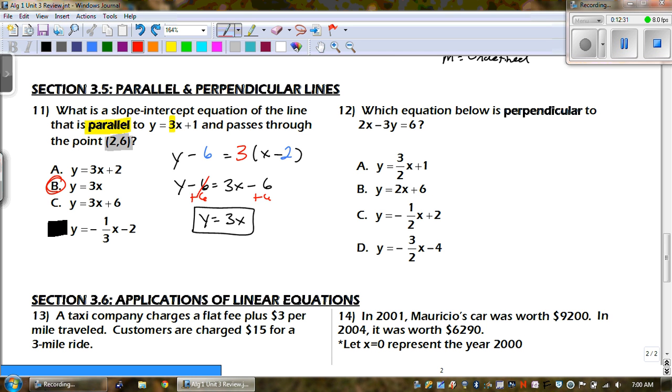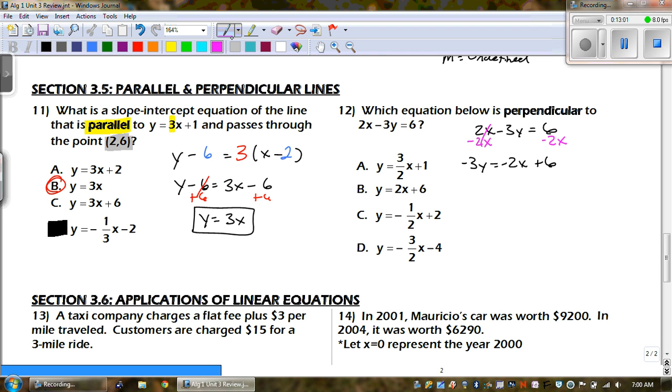This is which equation below is perpendicular to 2x minus 3y equals 6? Well, if it's going to be perpendicular, the first thing we got to do is steal the slope. But I don't know what the slope is because it's not in y equals mx plus b form. Okay, so we have to figure out what the slope is, so let's see that. We got to subtract 2x from both sides, and we get -3y equals -2x plus 6.